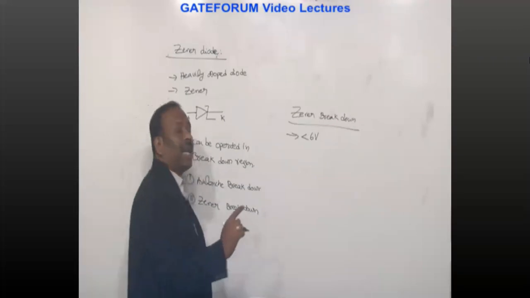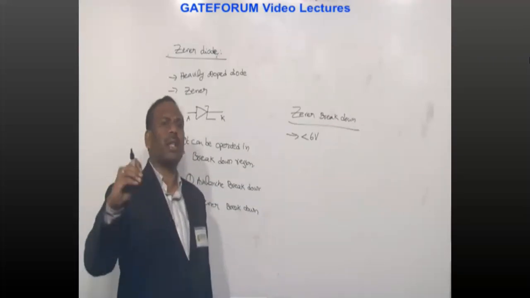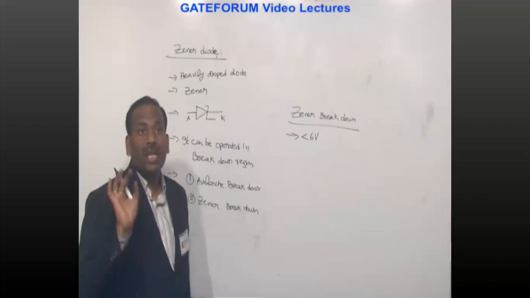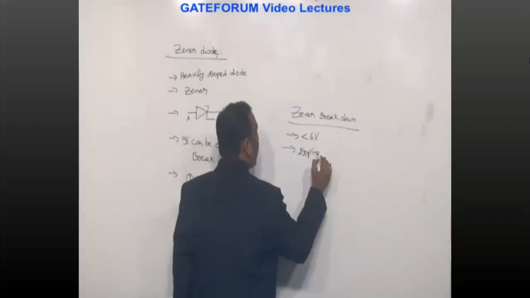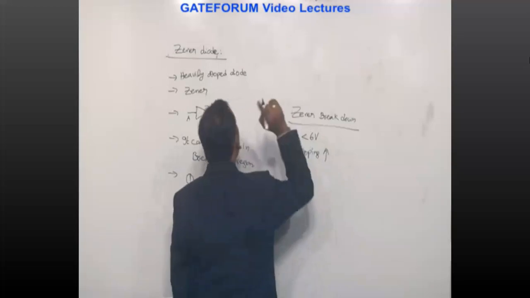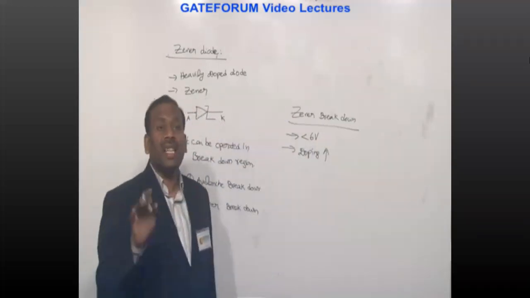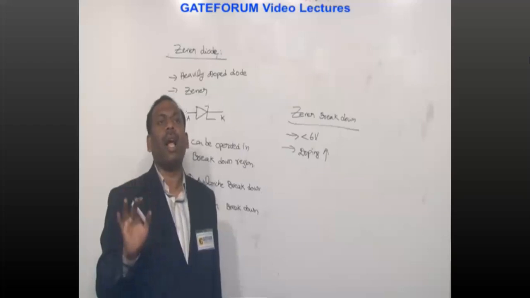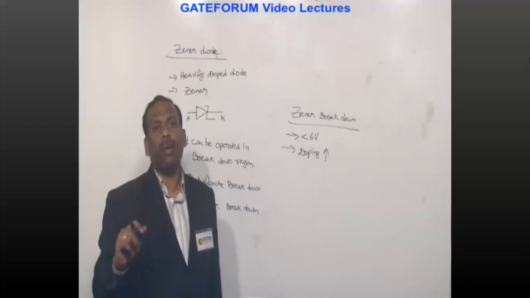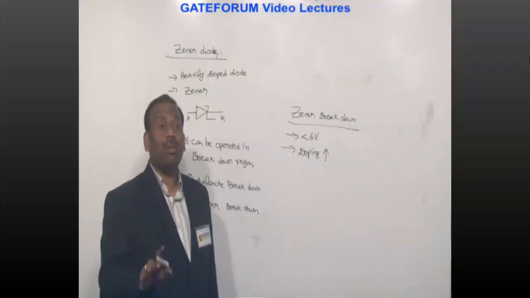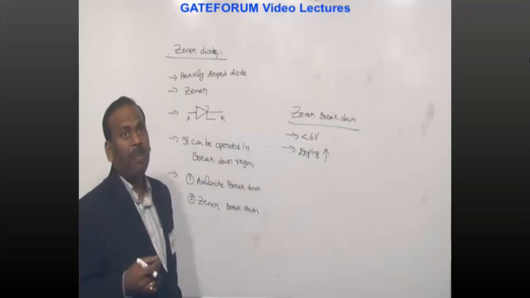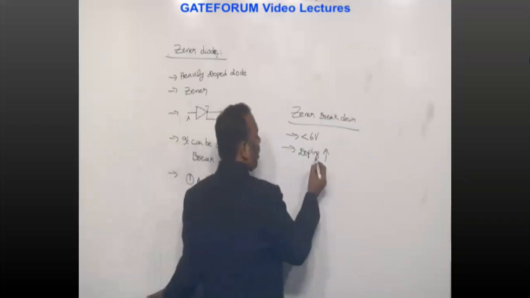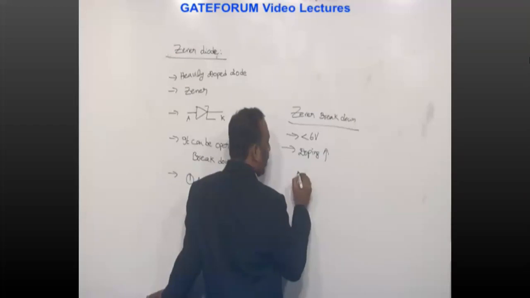The other important thing is that for avalanche breakdown, even if doping is small, avalanche breakdown can take place. But for Zener breakdown to take place, doping must be high. There is no constraint of a high doping level for avalanche breakdown to take place, whereas Zener breakdown requires very high doping. Clear? Now, what is the meaning of very high doping?